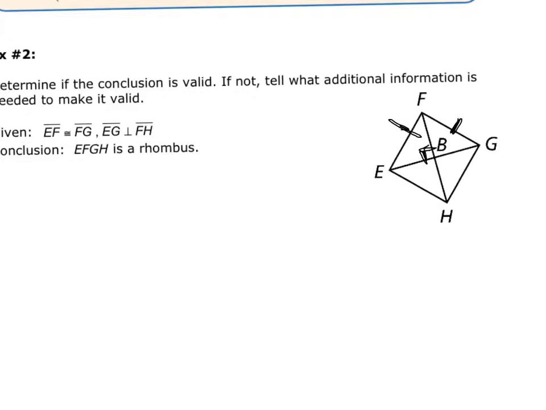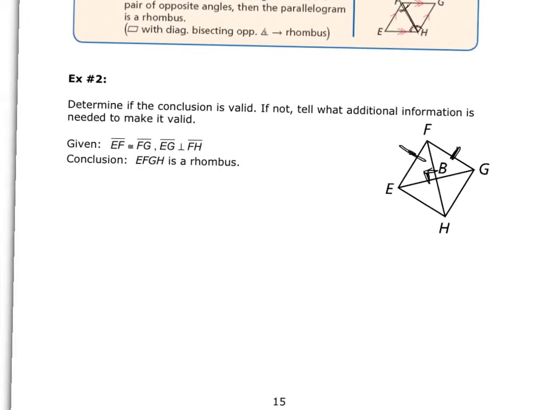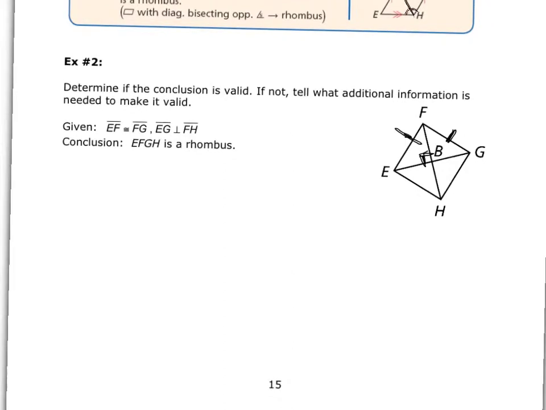And we want to know if this is a rhombus. Well, first thing you need to know is that it needs to be a parallelogram. Well, it doesn't really give you enough information to be a parallelogram. So it's not a parallelogram. So since it's not a parallelogram, it can't be a rhombus.